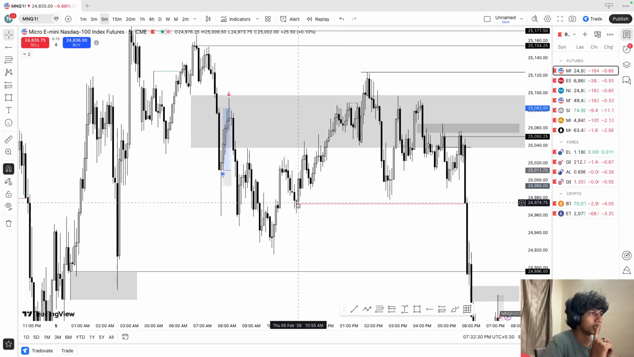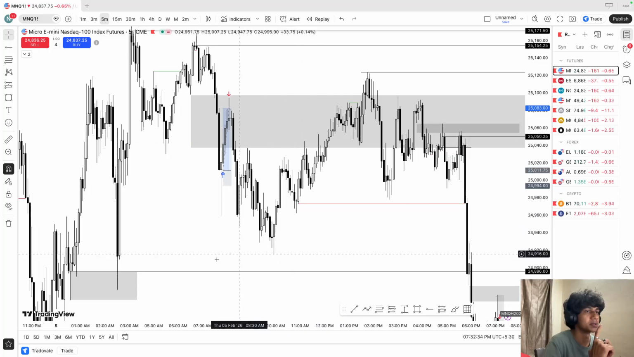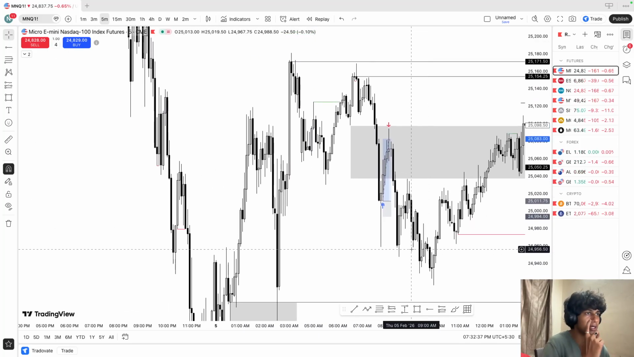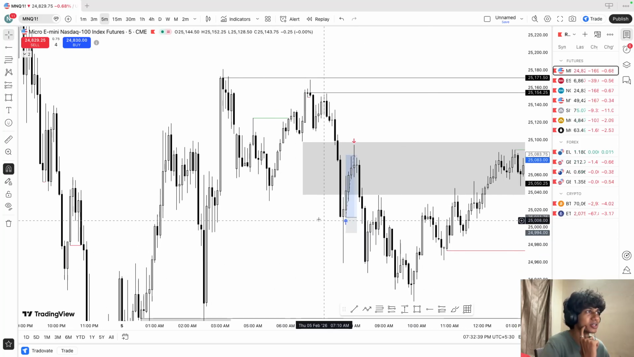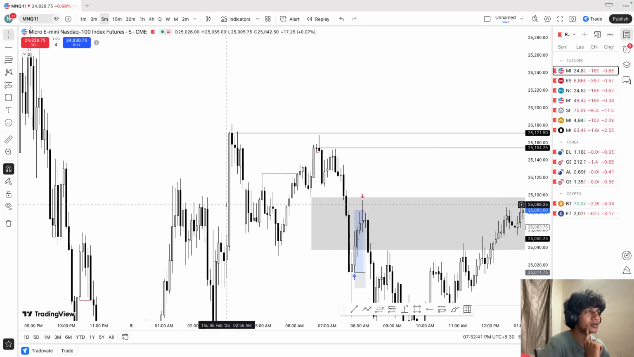Right here also you could have got an entry. We reacted to this fair value gap, pushed higher. So entry right here, TP somewhere there. This is something that I've been experimenting with. I'm not taking it on my funded accounts. These are on eval. So I'm ready to experiment with that.